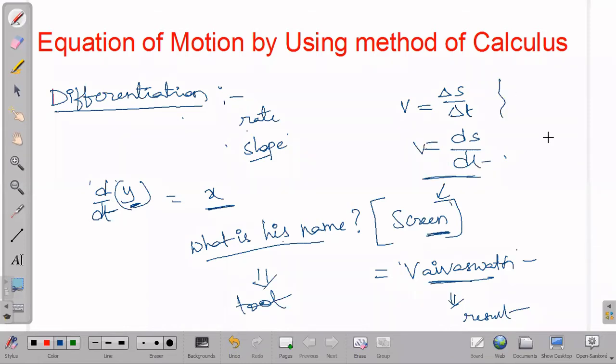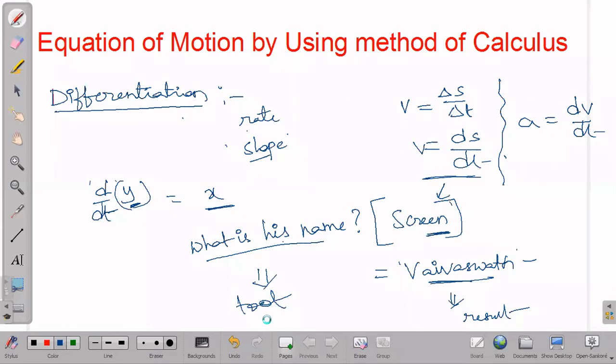Same way, if we write acceleration, acceleration is what? Rate of change of velocity, that I am writing directly. Okay, so this is how we use differentiation in our motion in a straight line chapter, right? So if you want to find the rate of something, we will go with differentiation, right? So that is all about differentiation in short.